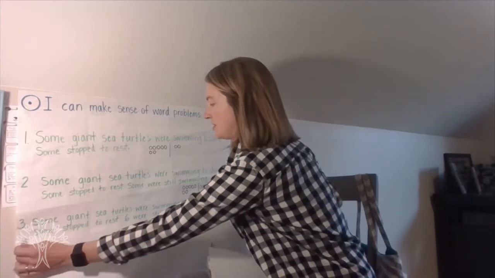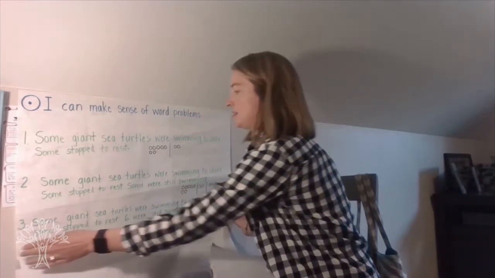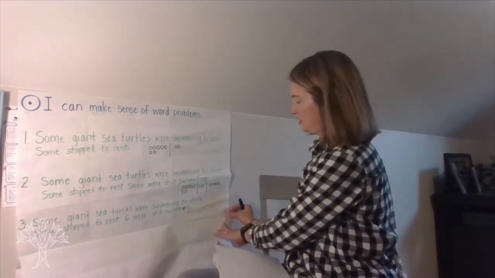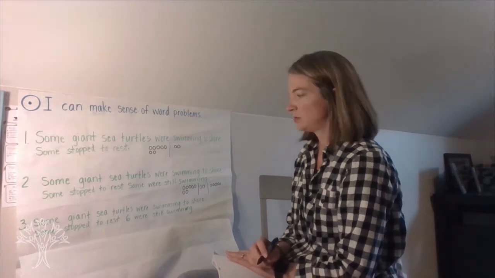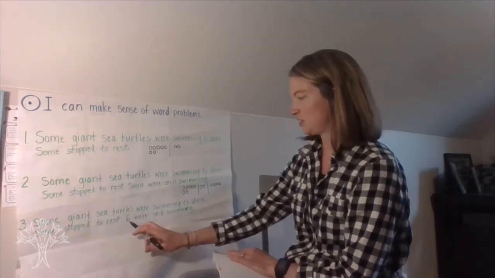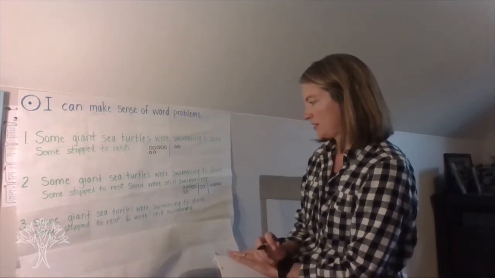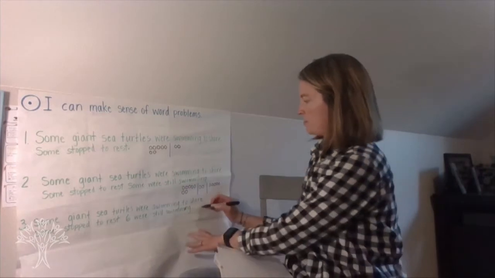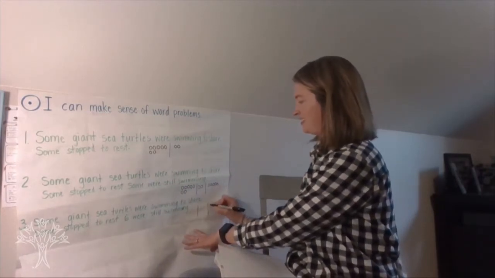Some giant sea turtles were swimming to shore. Some stopped to rest. 6 were still swimming. Ooh, what changed? What does that 6 mean? And how does that affect the rest of our model? So I know now that there were 6 still swimming.